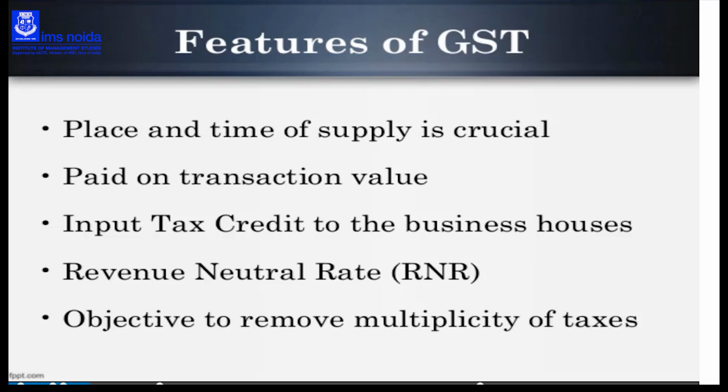Input tax credit is given to the business house. We have an input tax credit mechanism for business houses under GST. It's a revenue neutral rate and the objective is to remove multiplicity of taxes. So under GST, the main objective was to remove multiplicity of taxes.